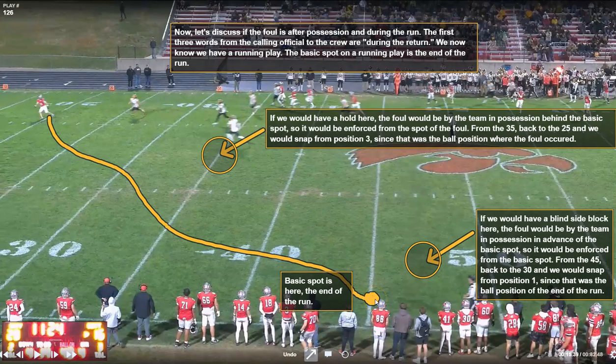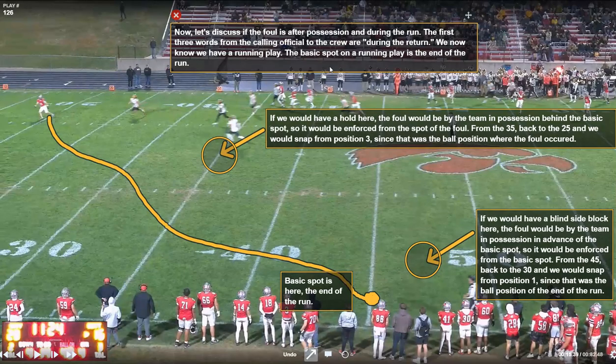That's a running play then. So the basic spot is the end of the run right here. So let's discuss if the foul occurred after possession and during the run. First 3 words that come out of our mouth as a calling official are "during the return." When we see "during the return," we know it's a running play. The basic spot's going to be the end of the run.